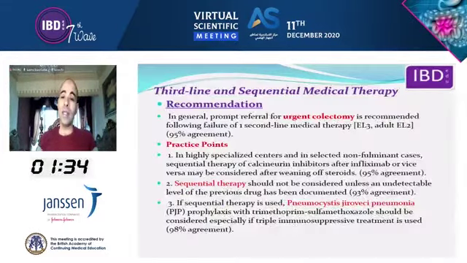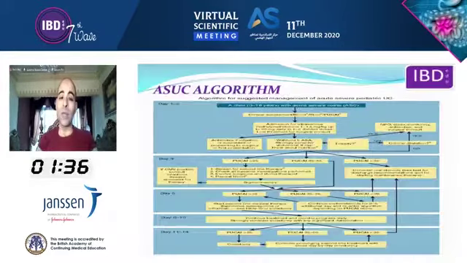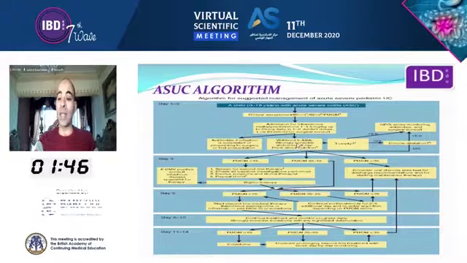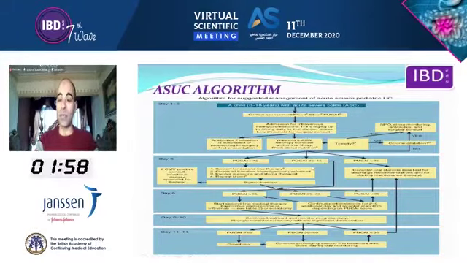Finally, this is the last slide, the algorithm for ASUC in children. We make a clinical assessment and admit for IV steroids and antibiotics if there is infection. Stop 5-ASA to avoid what is called mesalamine intolerance, and then assess on day 3 the Pediatric UC Activity Index: more than 45, 35 to 45, or less than 35.